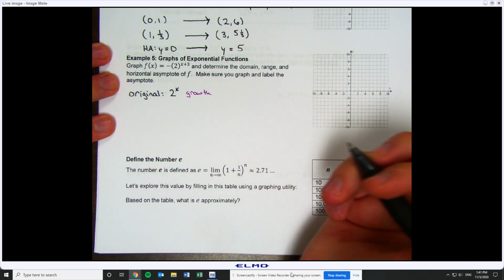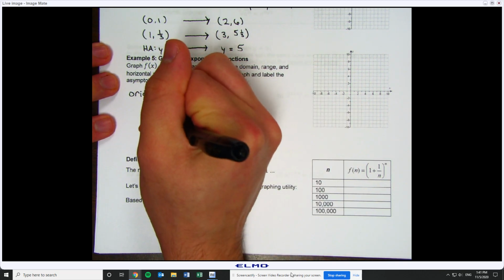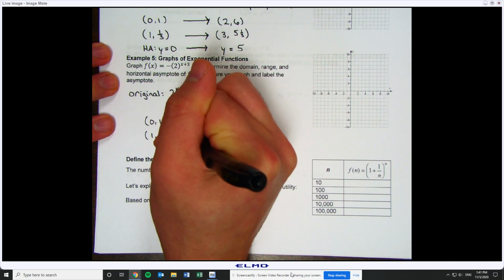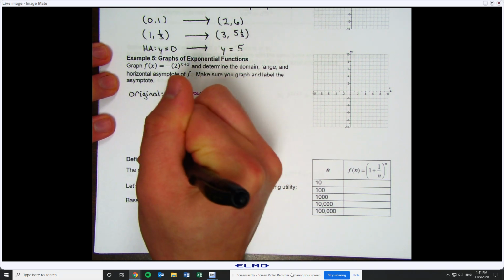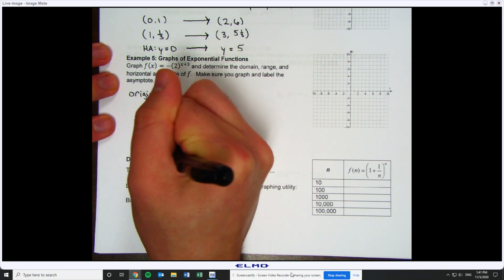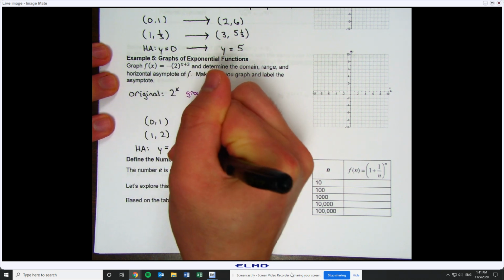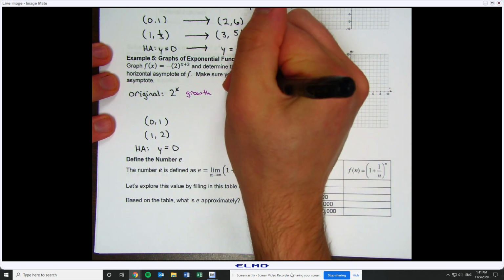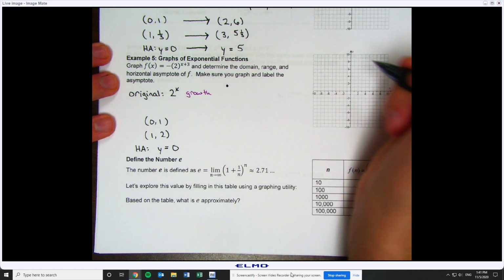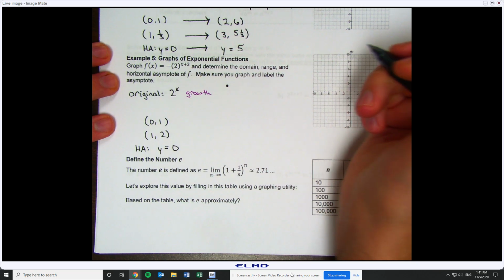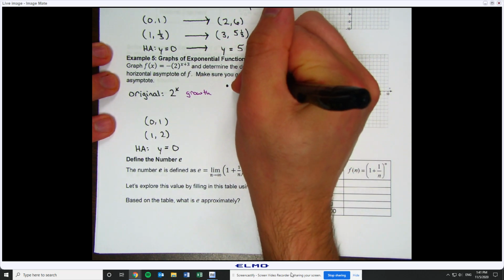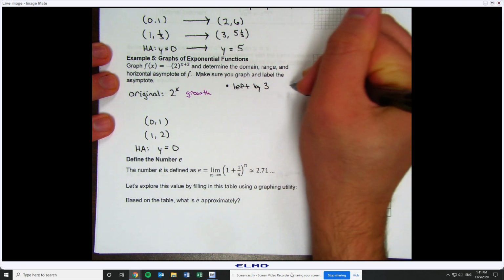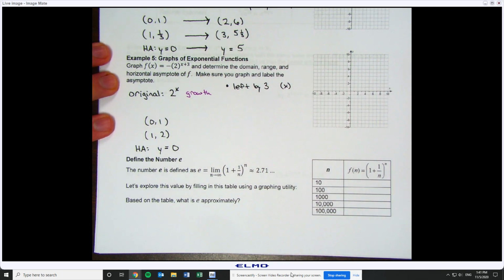And then I can put down some points. Points that I know, 0, 1, 1, comma a, which my a here is 2, and then my horizontal asymptote, y equals 0. Now, listing out my transformations, first one I see right here, I do x plus 3. So that means plus is left. So I'm going to go left by 3. That deals with the x value.